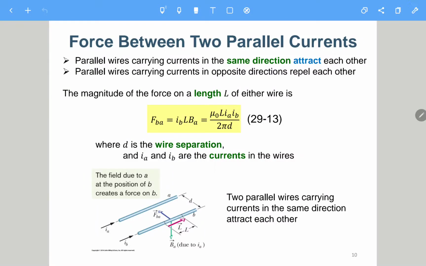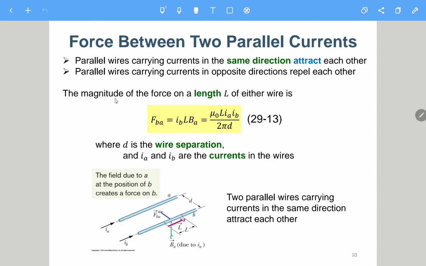Okay, so here we talk about the force between two parallel currents. Parallel wires carrying current in the same direction attract each other, and parallel current-carrying wires in opposite directions will repel each other. So something like same side repel each other and opposite side attract each other. But here we have the same direction for the current, so they attract each other.